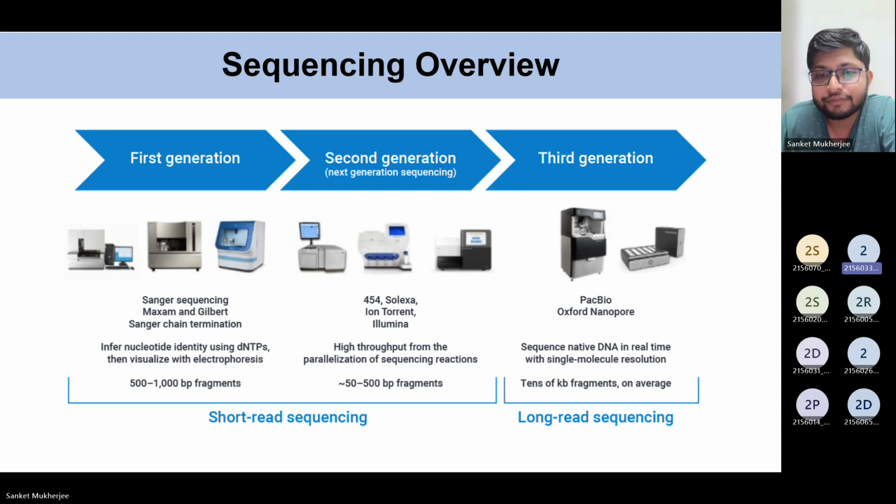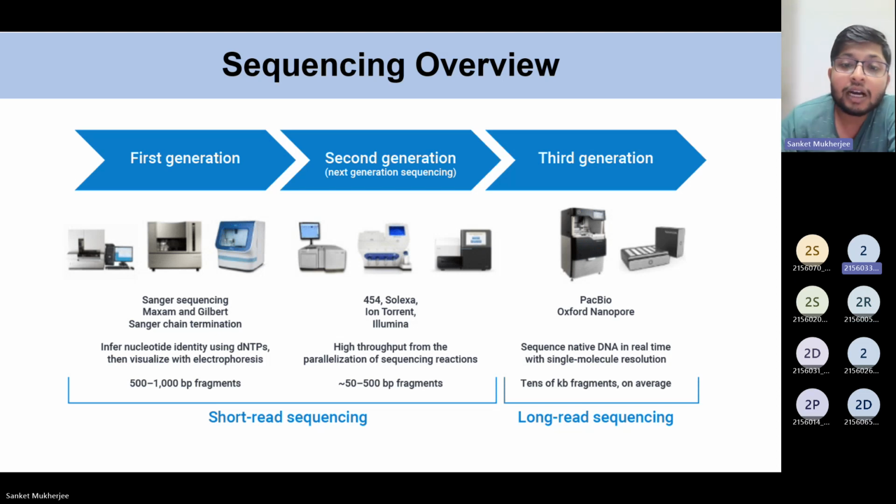Higher accuracy means less chance of error. No, actually not. We can sequence the entire genome of some organisms at once. That would be easier and time saving.